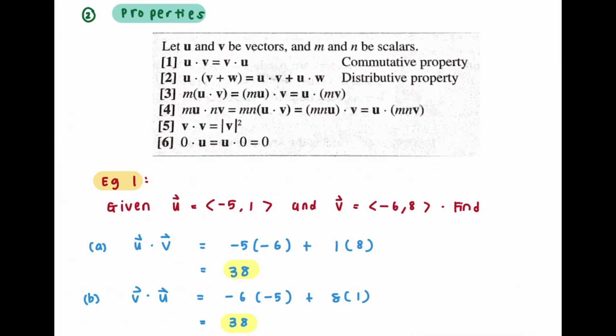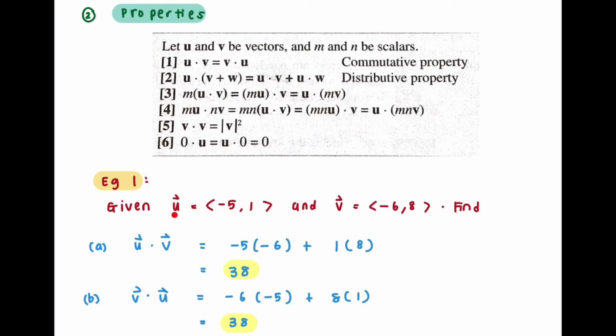Now let us see the properties of a dot product. Let's say we have two vectors u and v, and we have m and n as scalars. Let's see the first property. u dot v is just the same as v dot u. This is the commutative property. We can see the example here which demonstrates this property.